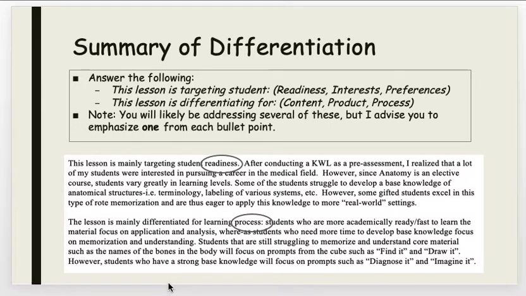And the lesson was mainly differentiated for learning process. So what the student did is they designed an activity with the cubing strategy, and you guys should be familiar with that. With cubing, we have various levels of questioning on the sides of the cube, and that's how the student addressed readiness, by making various levels of difficulty of questions. As the students were working in groups, they were examining the content of the skeletal system, particularly those injuries, but at different levels of thinking. So the process was different.